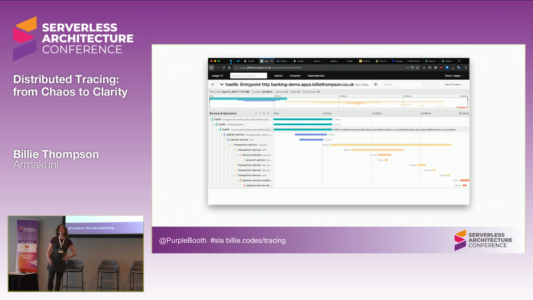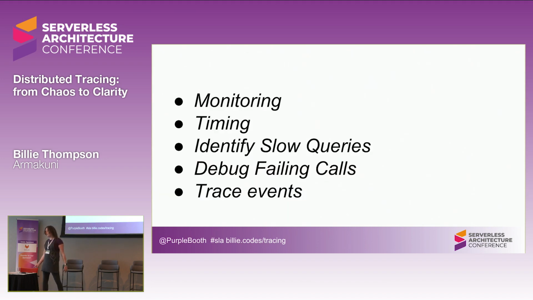So we can now see requests as they flow all the way through our system. We can see Trafiq, we see cashier service, and all the way through, including all the SQL requests and across message buses, which is really cool. So what can we do with this? We can do all the monitoring things we could do before. We can identify slow queries. We can debug failing calls, and we can trace events as they flow all the way through our system. And we can see how long it takes for our application to reach eventual consistency now, which is pretty powerful. So if we have a system and we are taking a long time to consume things from queues, this will show us that.